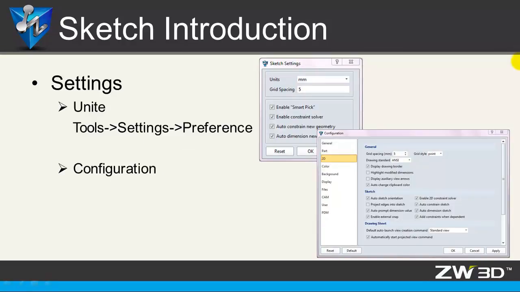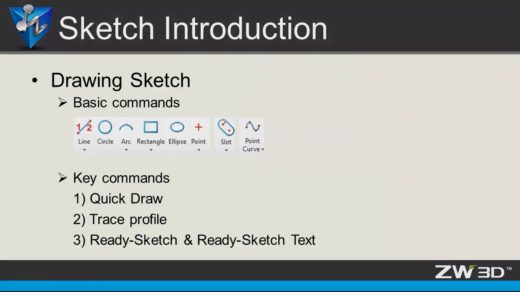First, settings. Open the software. Choose the tab Tools, find the Settings column and click Preference. In this dialog, you can set the sketch unit as mm. Some general parameters could be set in configuration if you would like to customize them.